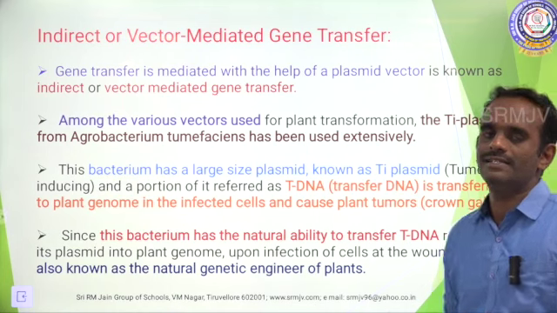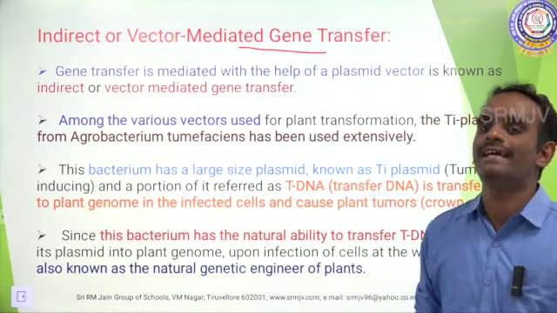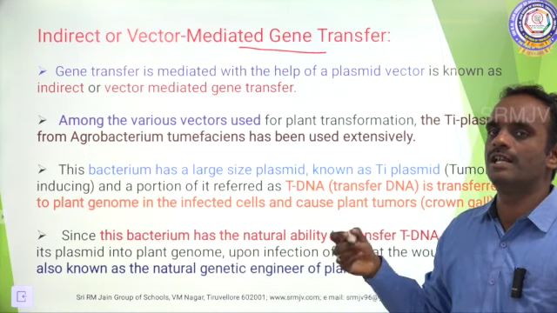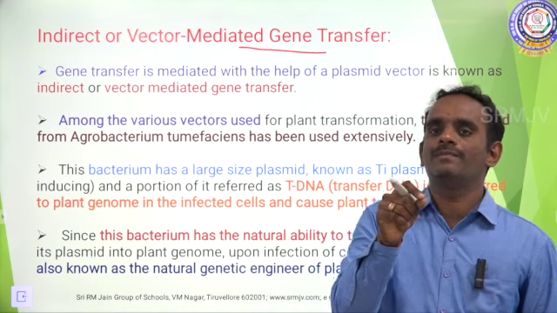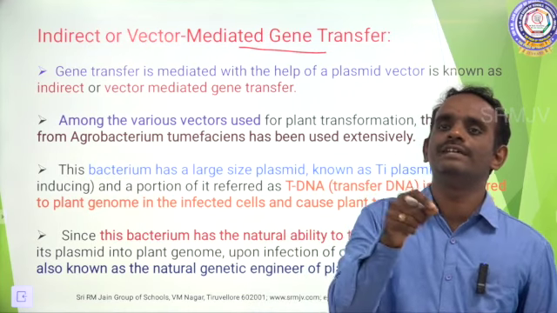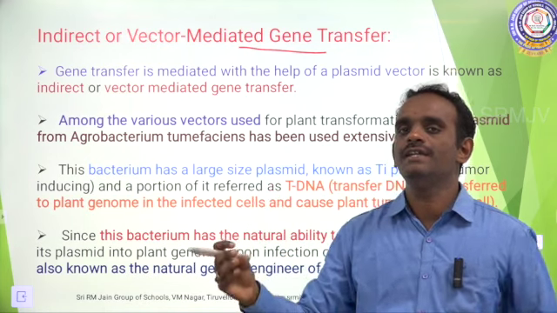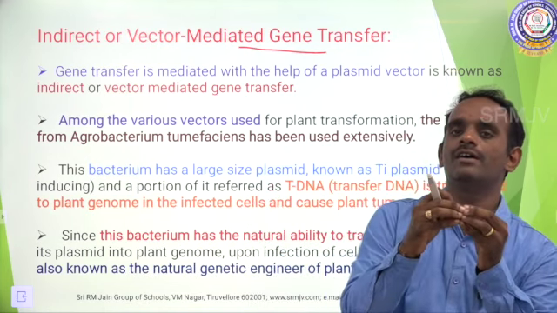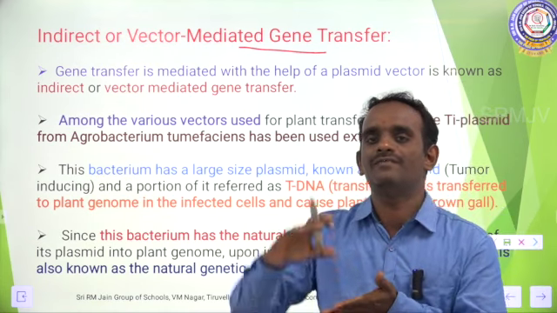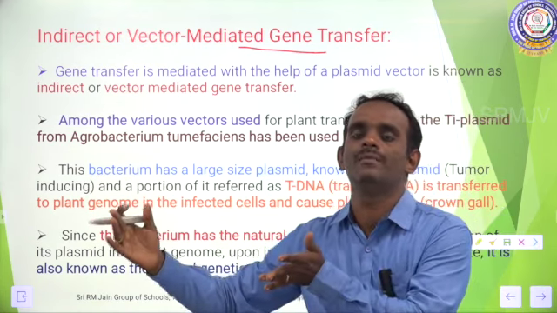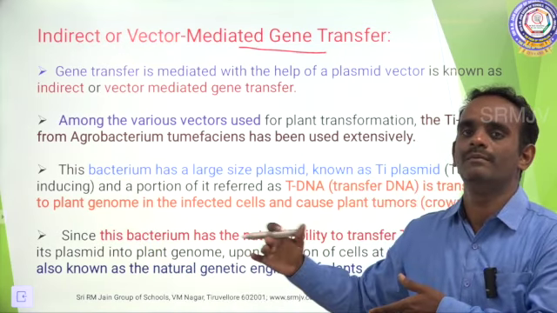The next one is indirect or vector mediated gene transfer. The name itself you can easily understand. With the help of a vector, the transporting material, the gene has to be transferred. So a gene combined with a vector or plasmid is said to be a recombinant plasmid. After that, we have to transfer the recombinant plasmid into the host cell for the gene cloning mechanism.